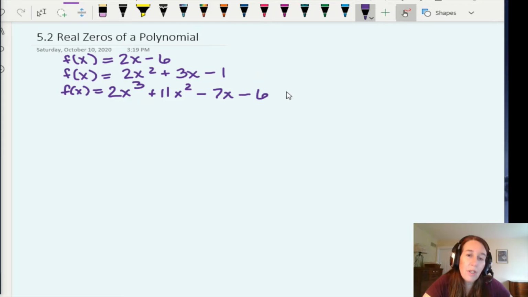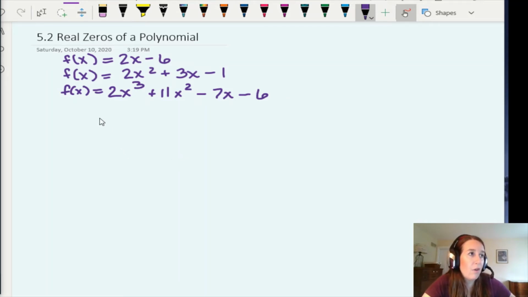Now, what we're going to be talking about in 5.2 and section 5.3 is what about larger polynomials? So third degree, fourth degree, fifth degree. How do we find the zeros for those? How do we factor those? In this section, we're going to be talking about the real zeros, and that means they're going to be real, rational, or irrational numbers. And then in the next section, we're going to be talking about complex zeros. Complex zeros could include numbers that are not x-intercepts, but they are imaginary, they have an imaginary portion to them.